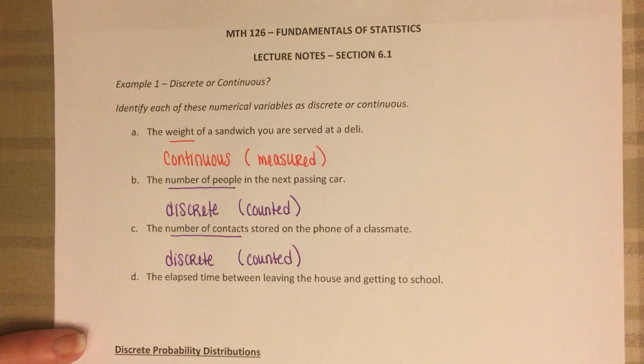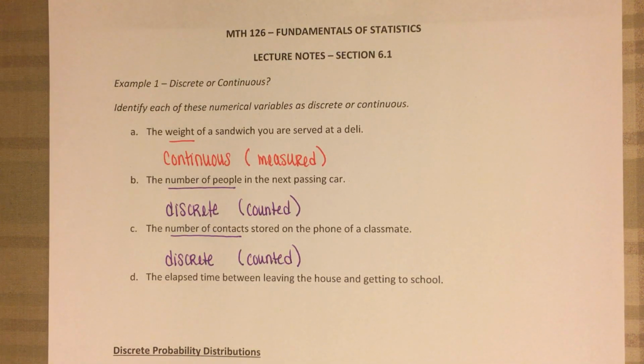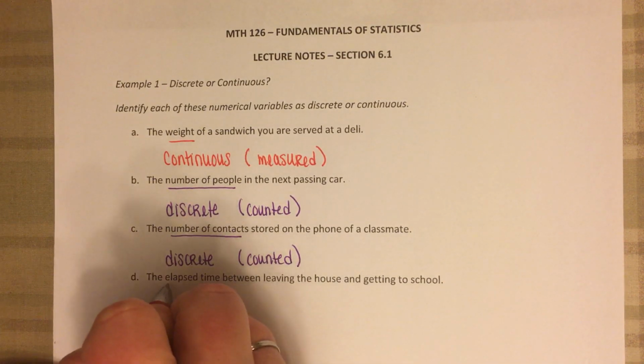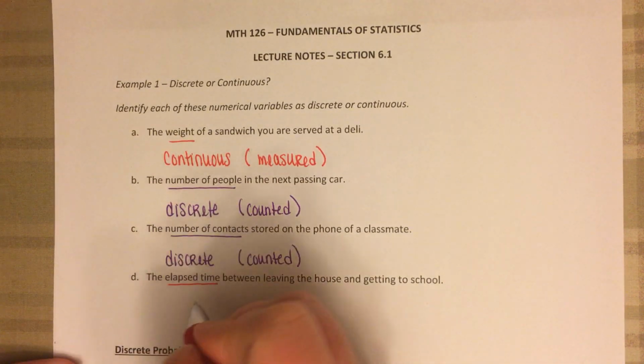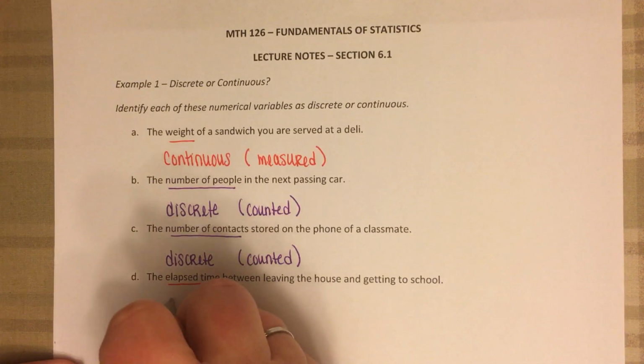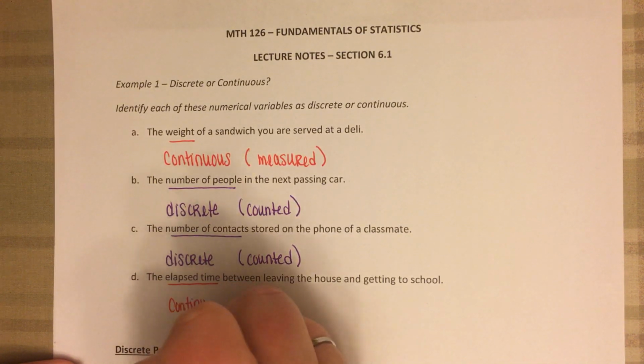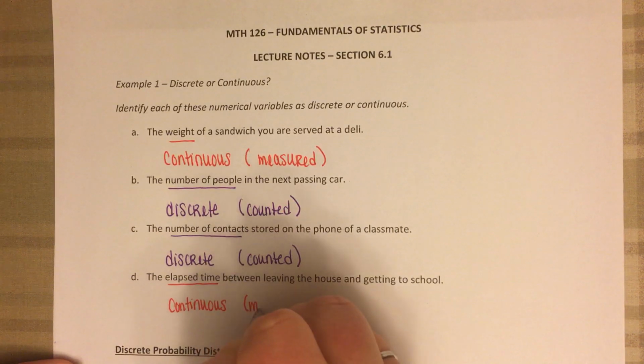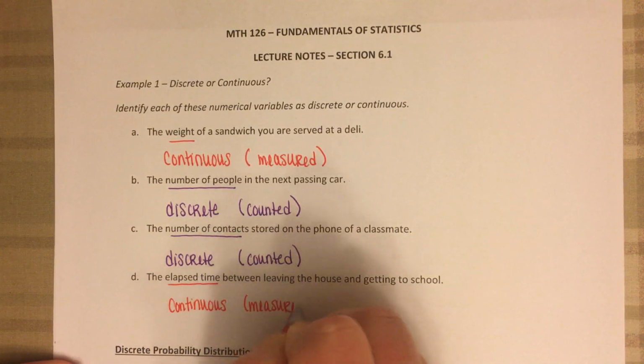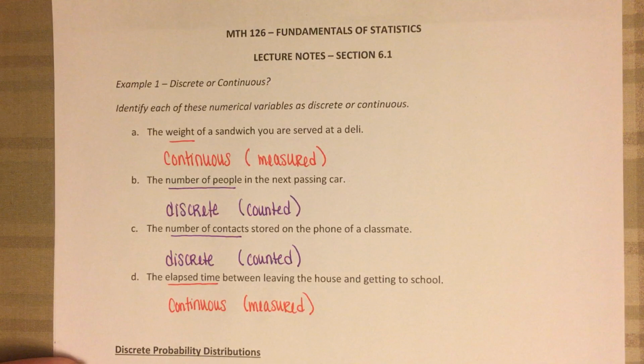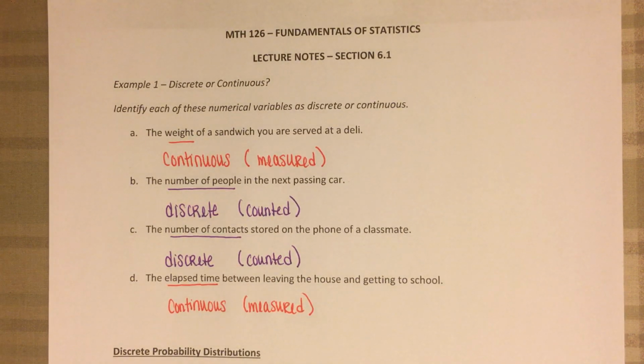D: the elapsed time between leaving the house and getting to school. In this case, the elapsed time is going to be a continuous variable. Again, it is something that can be measured. It could include fractions or decimals. We might not go as far as minutes; we could do minutes and seconds. We could do parts of seconds and something along those lines. So our elapsed time would be something that would be measured, so that would be another example of a continuous variable.